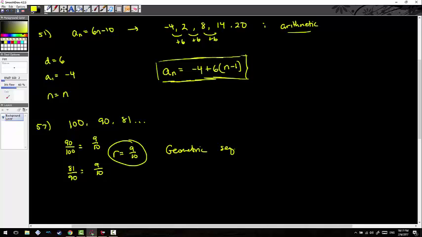So in order to find the next two terms, what I'm going to do is I'm going to multiply 81 by 9/10. Well, the next term is going to be 81 times 9 over 10. Well, what's that going to be?